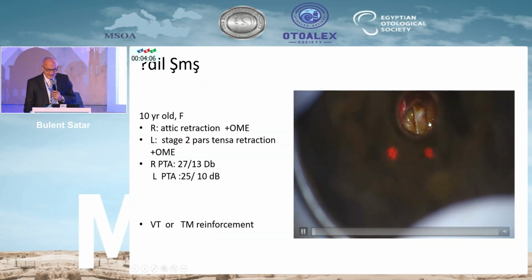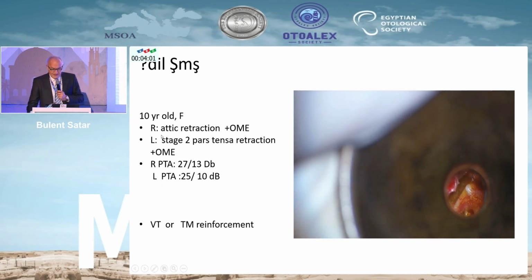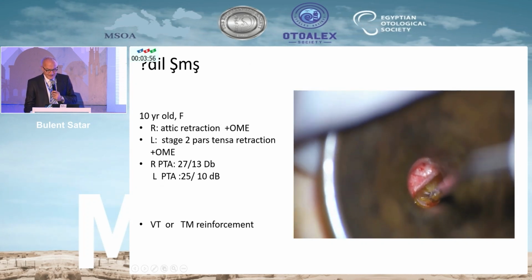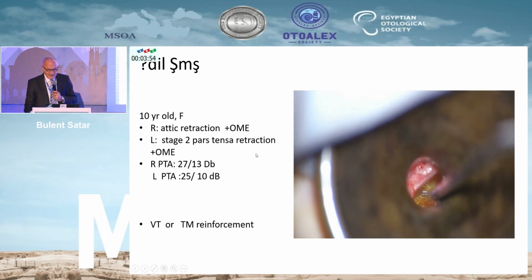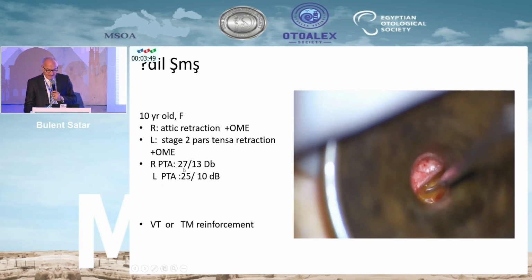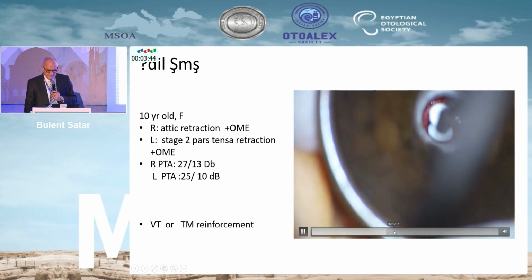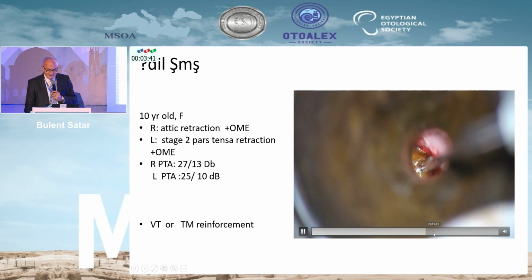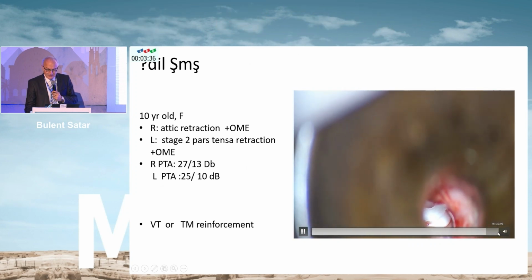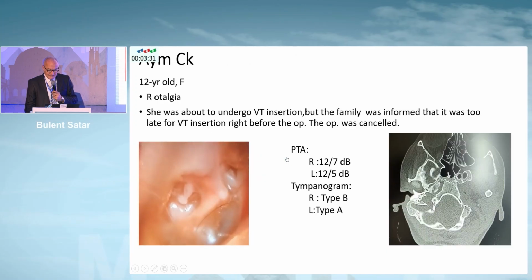The second case was a 10-year-old female. Otoscopy showed attic retraction and otitis media with effusion on the right side, and stage 2 pars tensa retraction and fluid on the left. We simply put in bilateral ventilation tubes, and the tubes stabilized the condition. This adult case is a similar case, so I will skip it.